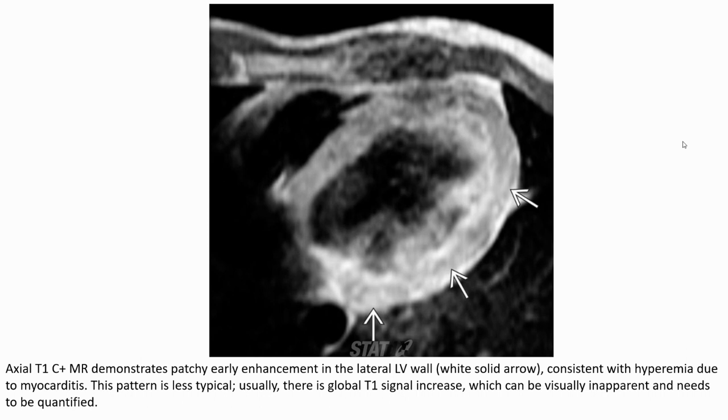This T1 contrast-enhanced image demonstrates patchy early enhancement in the lateral left ventricle, white solid arrow, consistent with hyperemia due to myocarditis. This pattern is less typical. Usually there is a global T1 signal increase, which can be visually inapparent and needs to be quantified.